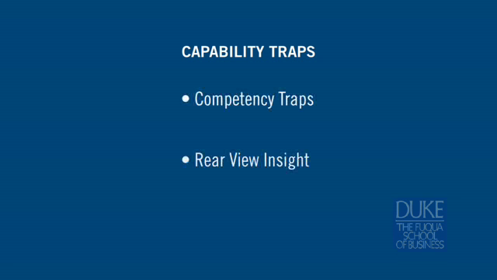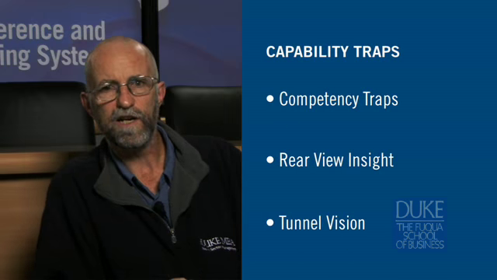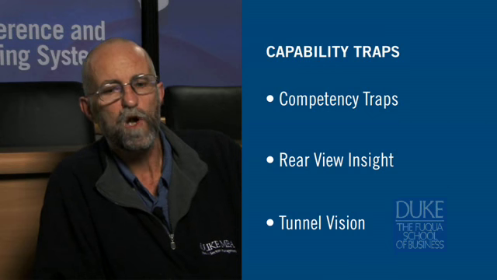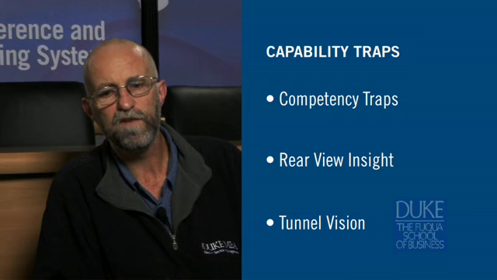Third, let's think about traps a little bit, because it's important to recognize that capabilities can create traps rather than advantages. And I like to think of three types of traps, okay? I'm going to talk briefly about a competency trap, about a rear view insight trap, and about a tunnel vision trap. And a competency trap occurs when you're reluctant to change something that you're good at. And you're so good at it that you really don't want to change it, even though it no longer suits the competitive environment, and is no longer generating competitive advantage.